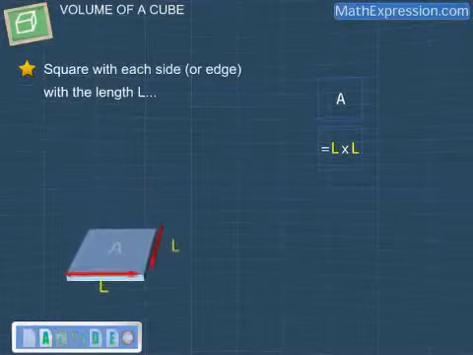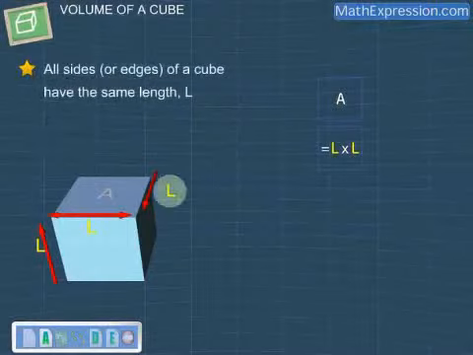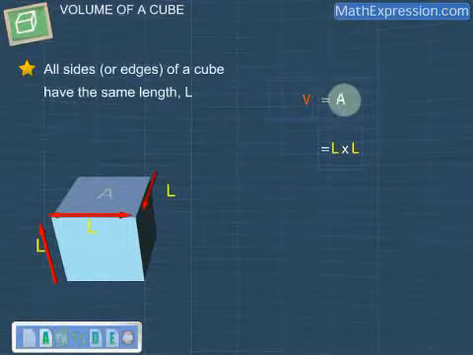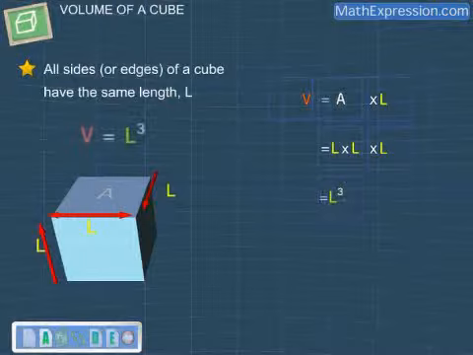Next, let's change this square into a cube. Note that all the sides of a cube have the same length, L. To find the volume of the cube, we just need to multiply the area, A, with L. Hence, by multiplying these three L's together, we get L cubed. Therefore, the formula for the volume is V equals L cubed.